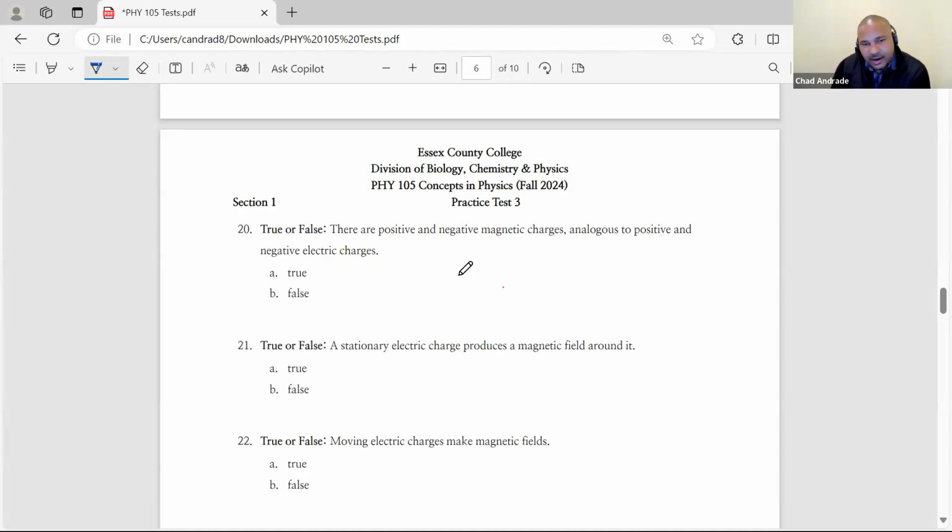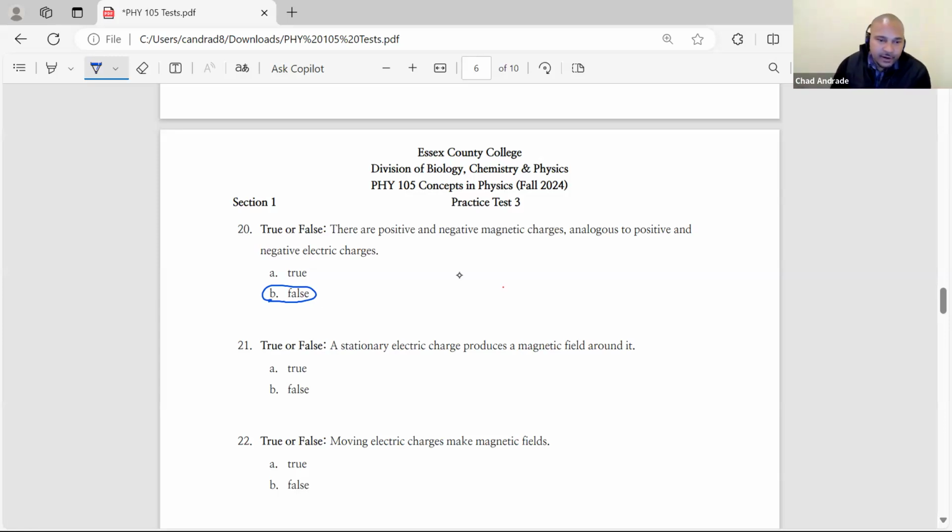True or false, question 20: there are positive and negative magnetic charges analogous to positive and negative electric charges. I think we did this in class. I said there is no true equivalent. With electric charges, a positive charge can exist independent of a negative charge, right? When you talk about magnetism, the poles can never exist independently. They're always in combination. So this one is false.